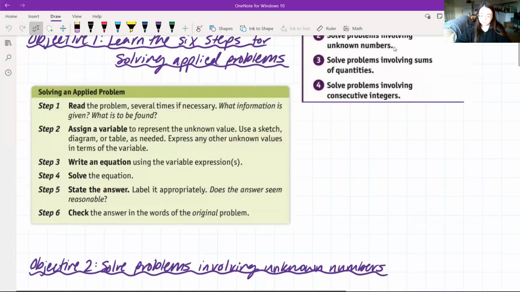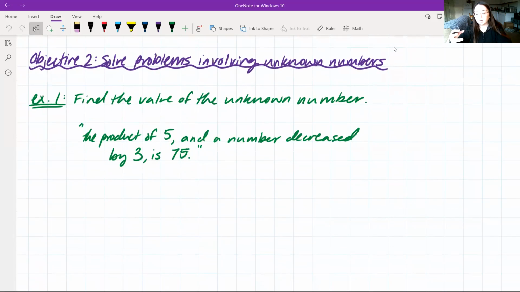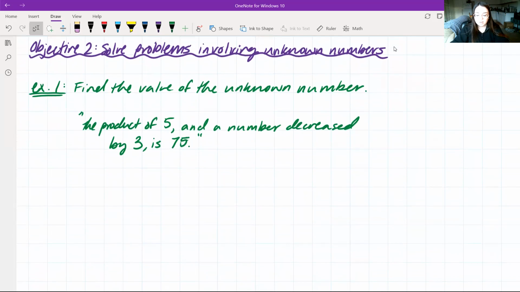So objective 2, we want to solve problems involving unknown numbers. So these are just going to be solving problems with unknown variables. So we want to find the value of the unknown number. The product of 5 and a number decreased by 3 is 75. So let's read it again for step 1. The product of 5 and a number decreased by 3 is 75.